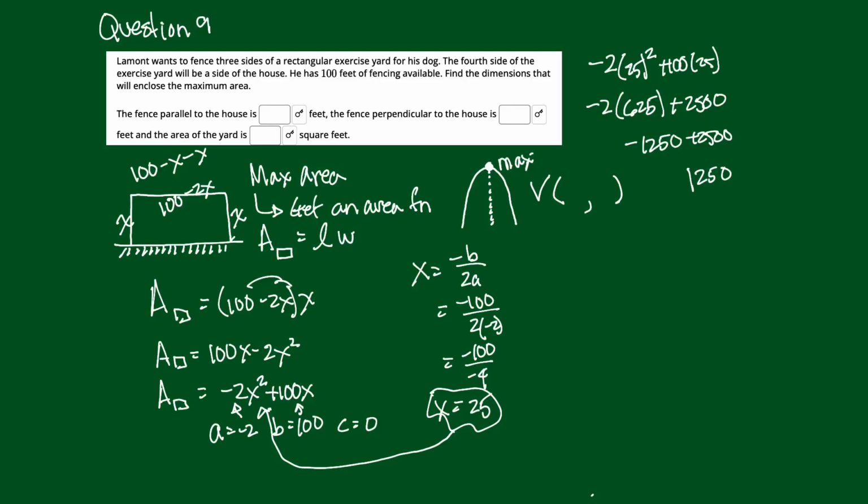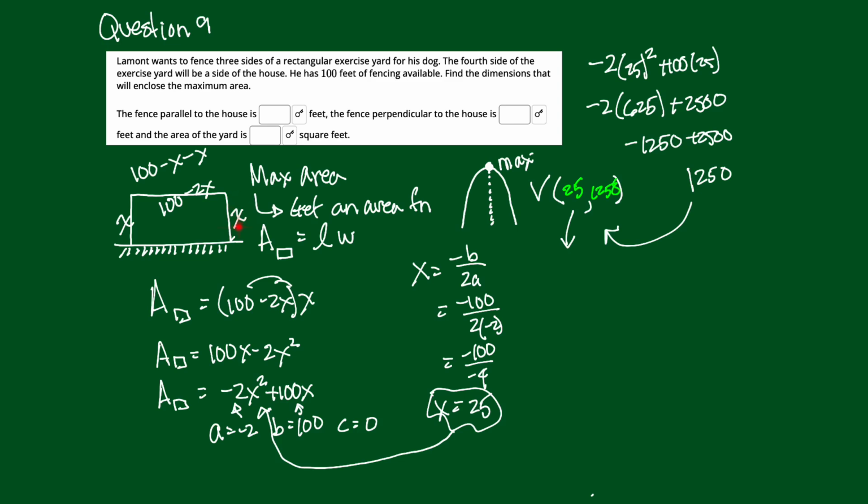So here's the vertex. The vertex, I'll just put it right in here. The vertex is going to be here at 25 and 1250. Now, what is this x value? That x value, remember back over here? What is that x? It's a word problem, so you have to look back to see what all these numbers are. That is the width.